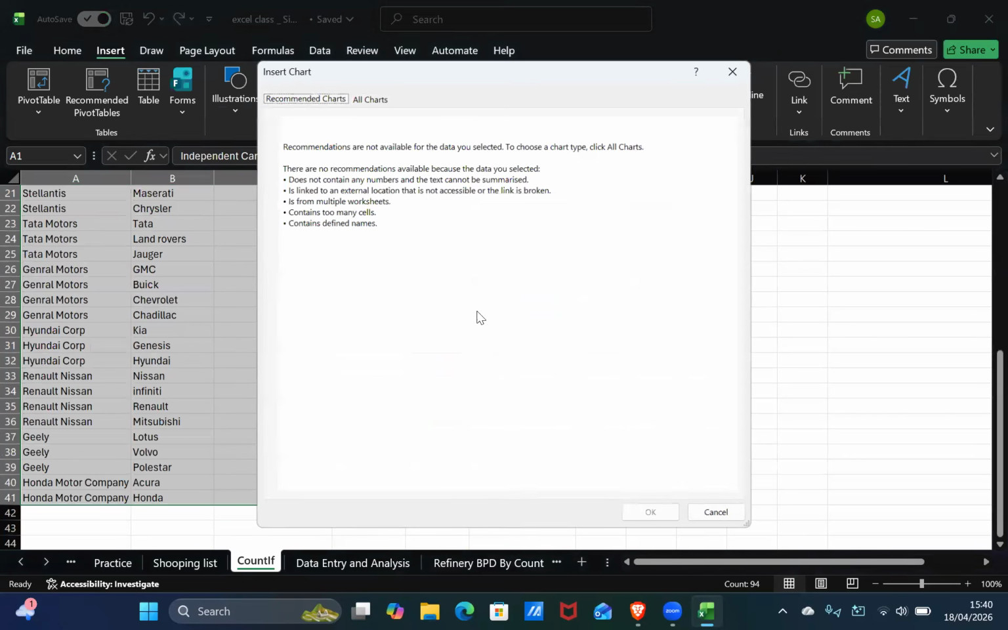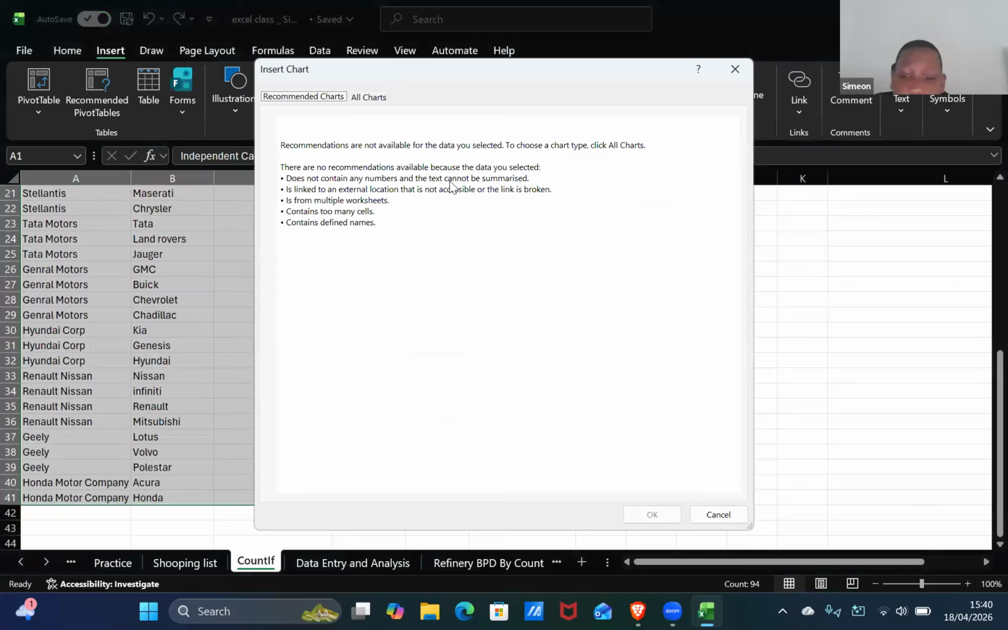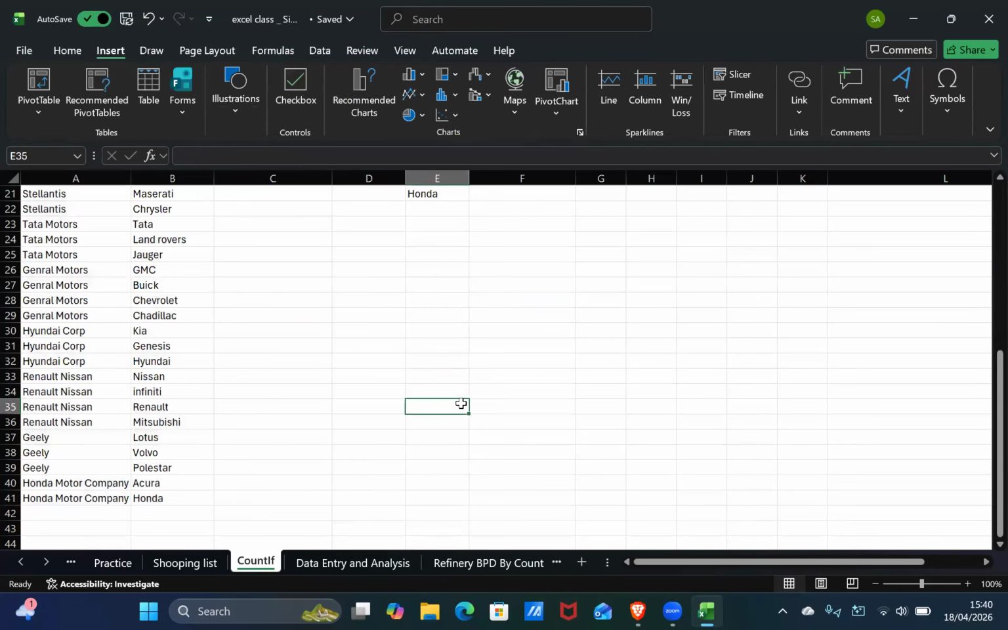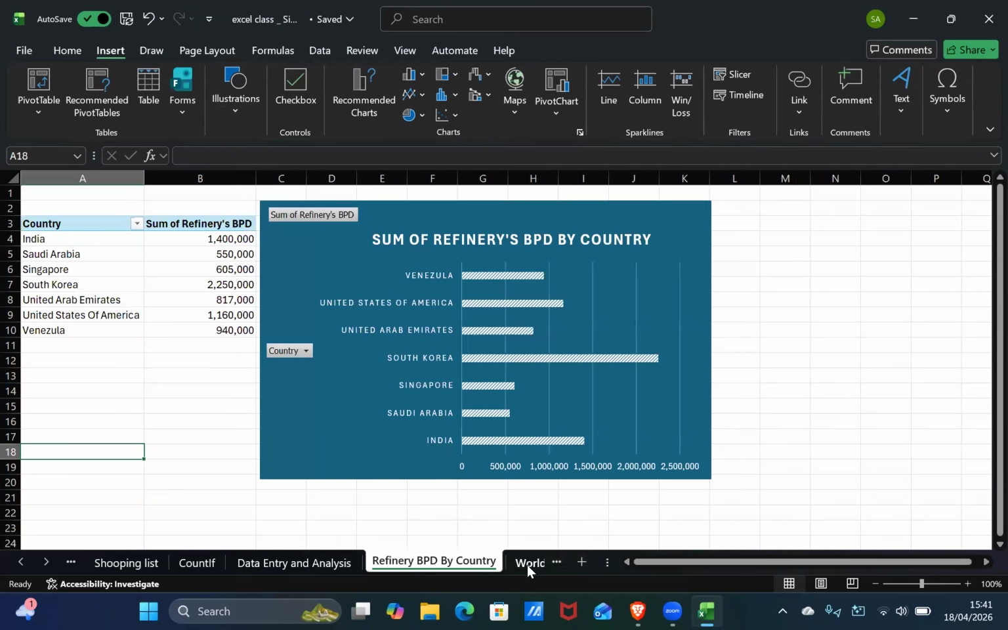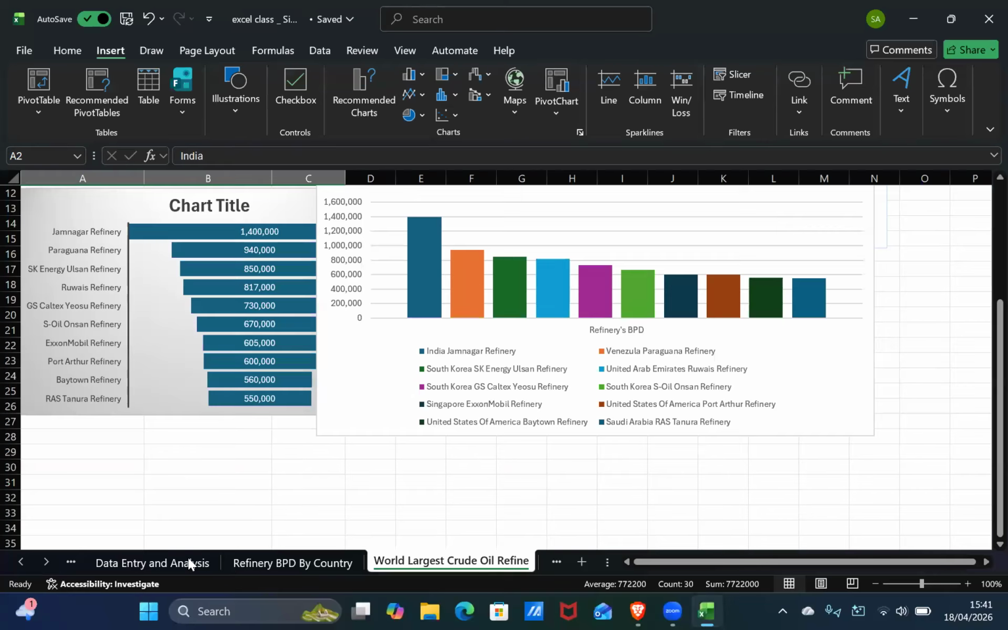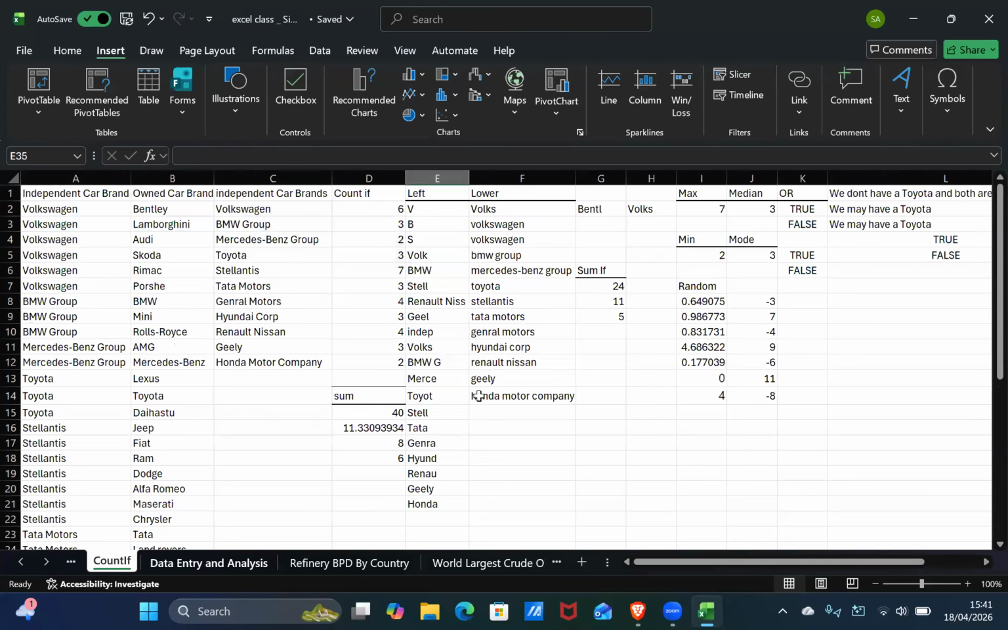Recommended charts. There's no... I think it needs numbers inside. In the absence of numbers, okay, so go for the ones that have numbers, like that one. No, no, no, no. Go back to that one now. We're not done with that one. We're still looking for how we can get one that has numbers.